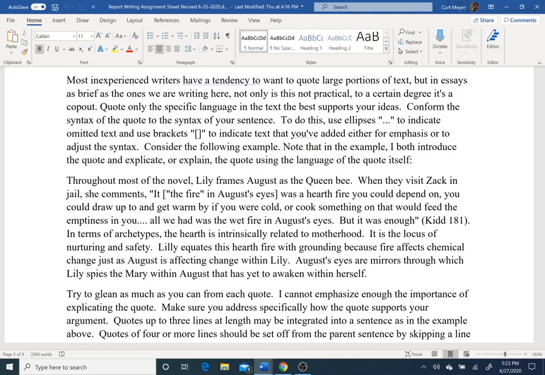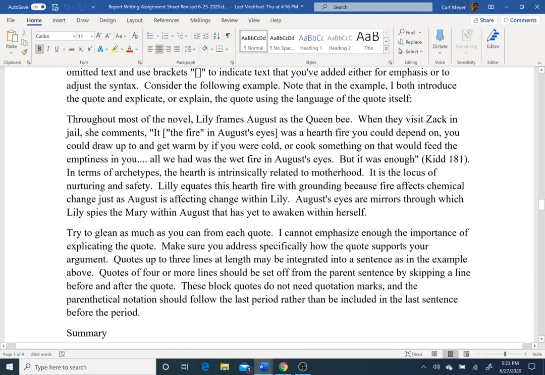Okay. To do this, use ellipses, the three dots, to indicate omitted text, and use brackets to indicate that you've either added text for emphasis or to adjust the syntax. Consider the following example. Note that in the example, I both introduce the quote and explicate or explain the quote using language of the quote itself. There's far more about this to follow in this document.